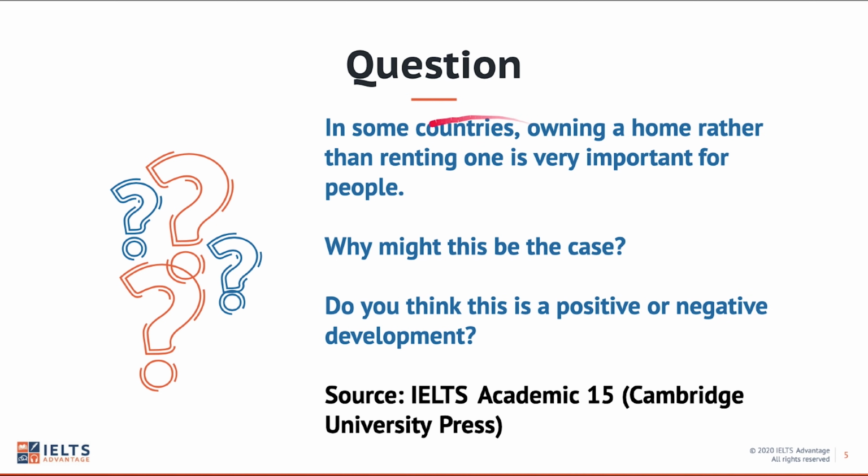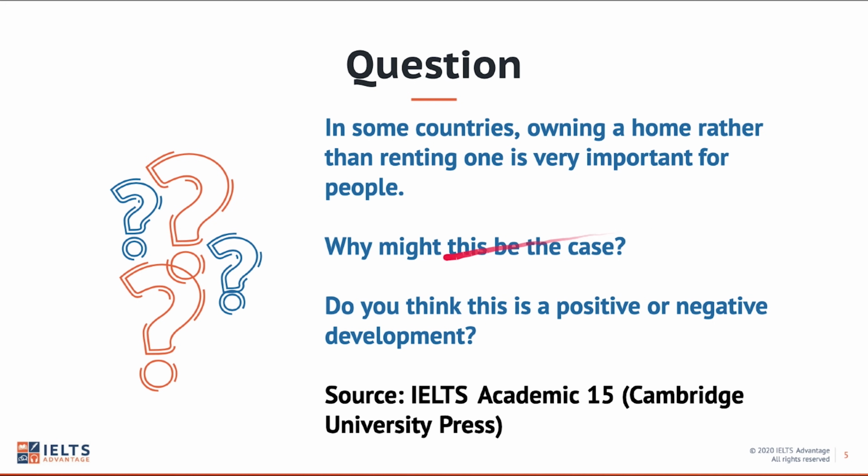So what is the overall topic? The overall topic is home ownership. But the specific topic is owning a home versus renting one and why that is important. So if you write everything you know about owning a home or renting a home, you will not really have answered the question.